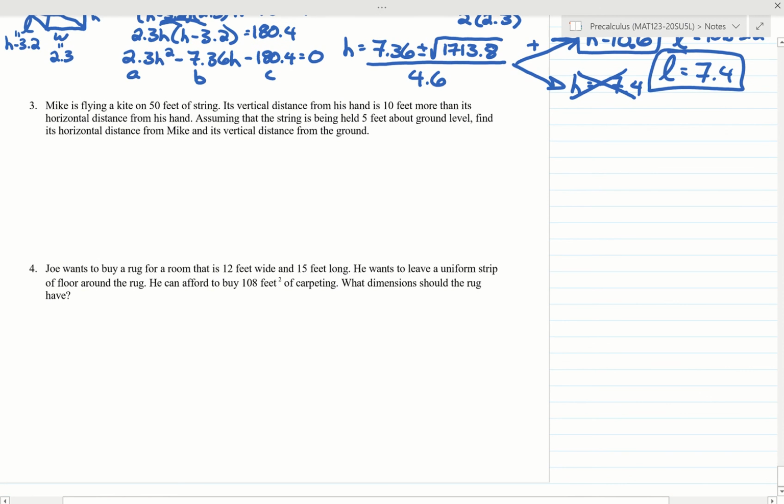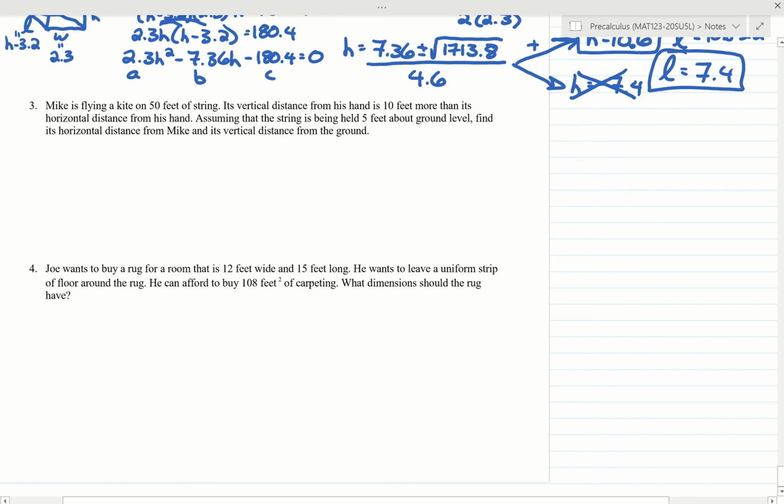Okay, let's move on to number 3. For problem number 3, it says Mike's flying a kite, and it's on 50 feet of string. Its vertical distance from his hand is 10 feet more than its horizontal distance from his hand. Assuming that the string is being held 5 feet above the ground, find its horizontal distance from Mike and its vertical distance from the ground.